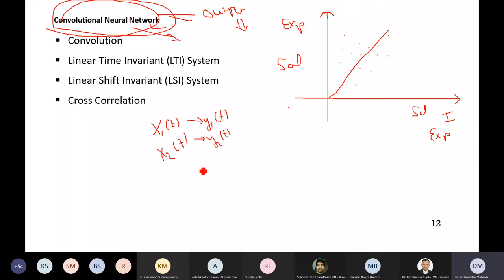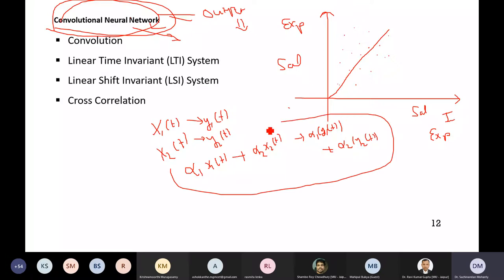Right? So, it is linear time invariant if and only if there are constants alpha 1 and alpha 2 such that alpha 1 x1(t) plus alpha 2 x2(t) is equal to alpha 1 y1(t) plus alpha 2 y2(t). If this equation holds good, then we call it time invariant. The moment I give one example, you will easily understand.